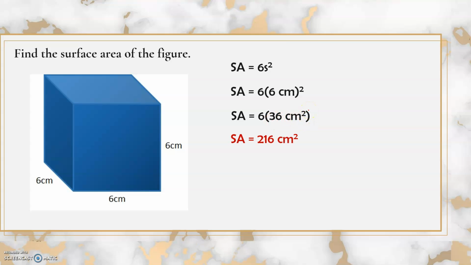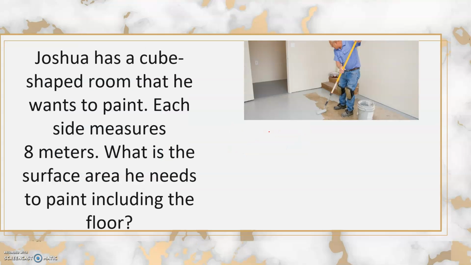Another example, we have here a cube whose side measures 6 centimeters. Using our formula, 6s squared, we'll have 6 times 6 centimeters squared, that's equal to 6 times 36 square centimeters, and 6 times 36 square centimeters is equal to 216 square centimeters. So this is our surface area.